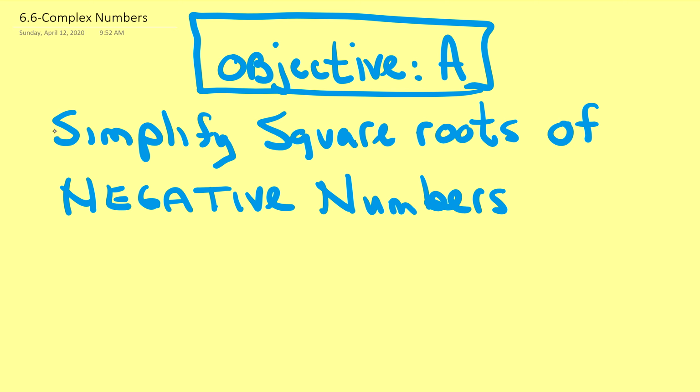Happy Easter. It's Easter Sunday, and we are going to forge along here today and do section 6.6 on complex numbers, starting with our first objective, Objective A, which is to simplify square roots of negative numbers. So now we change it up a little bit and talk about the number, for example, the square root of negative a. So now we're going to be able to take the square root of a negative number where prior to this we said we weren't able to.